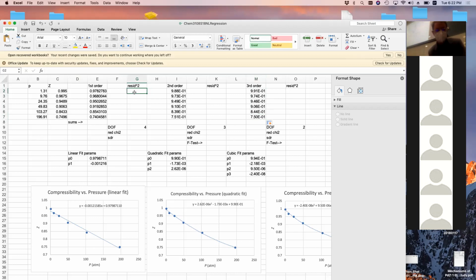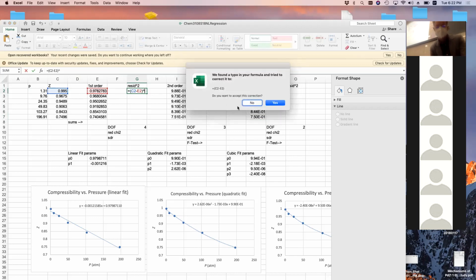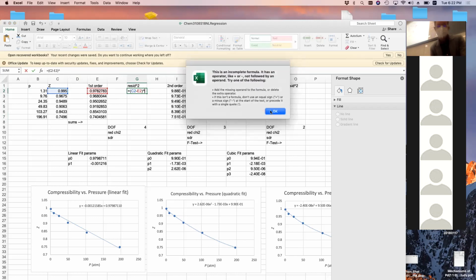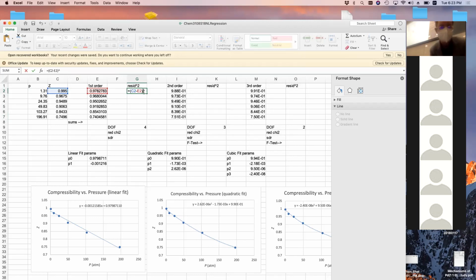Okay, so now for each data point, we're going to calculate the square of the residual. The definition of a residual is just the measured value, so the measured z value minus the calculated z value for a particular model. And in this case, we want the square of that. So I'm just going to put parentheses here and square it. Sorry, I'm missing a value of 2. Okay, now it works. And I can copy down this formula. I'll just make sure that it looks correct.